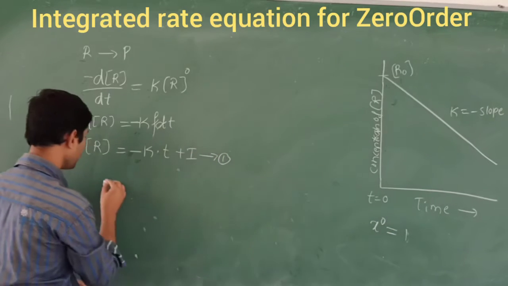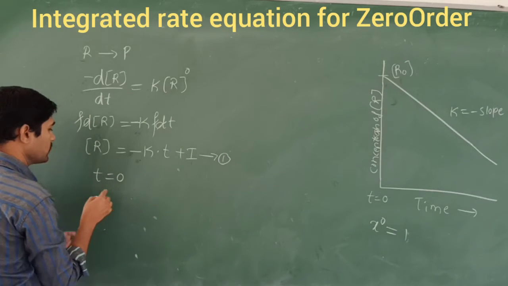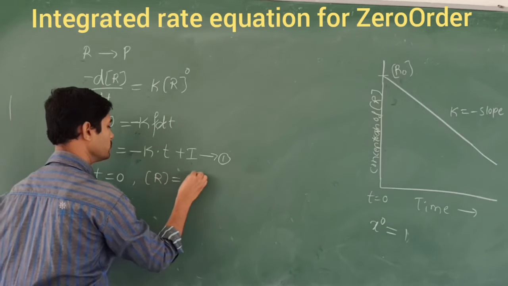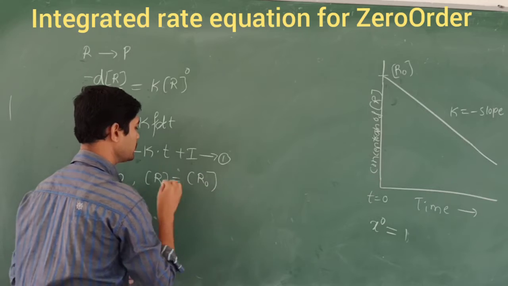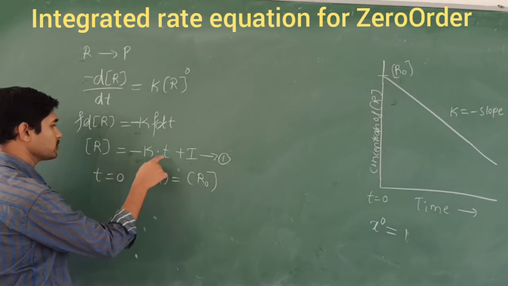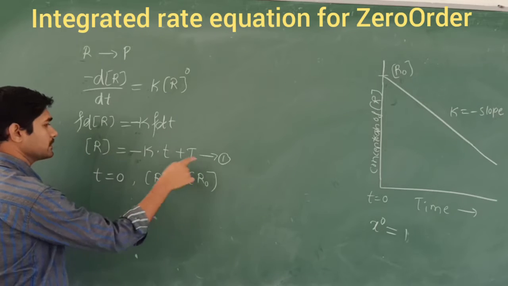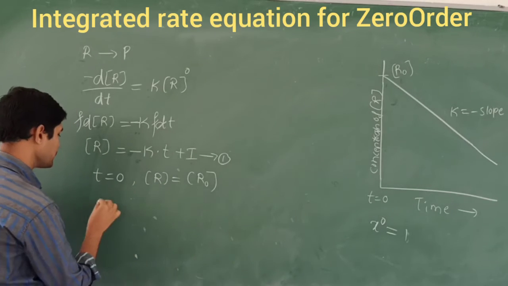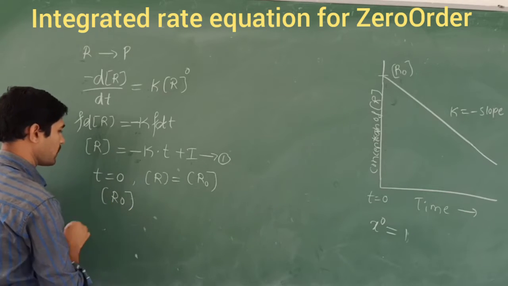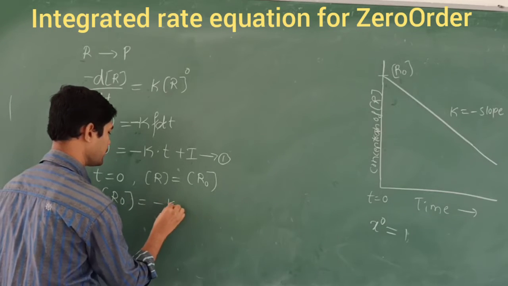Therefore, now I am going to take time t equal to 0. If time t is equal to 0, what is the concentration of the reactant? R is equal to R naught, that is the initial concentration of the reactant. Now I am going to put these values, time t equal to 0 and R equal to R naught, in equation number 1. What happens here? Instead of R, I take R naught, that is equal to minus k. What is it?